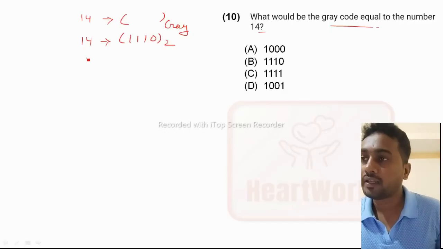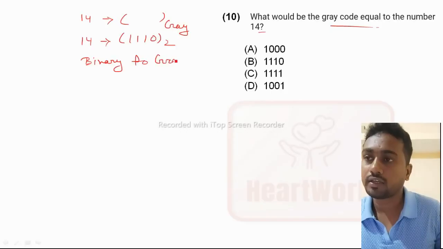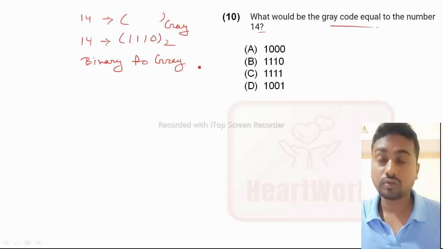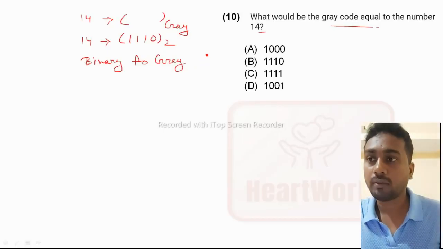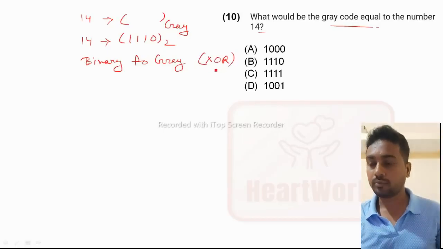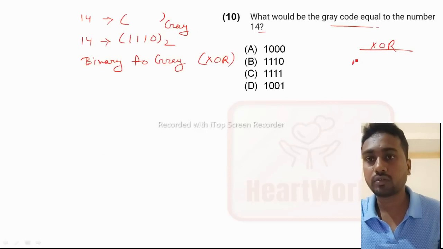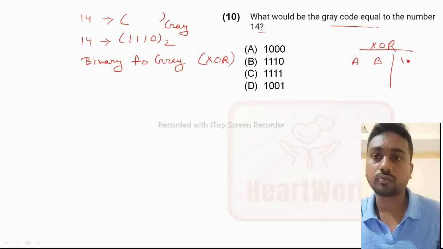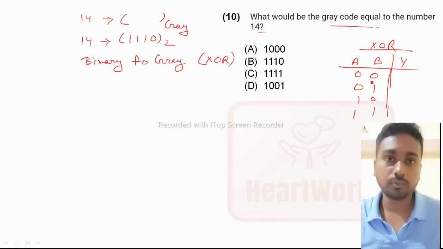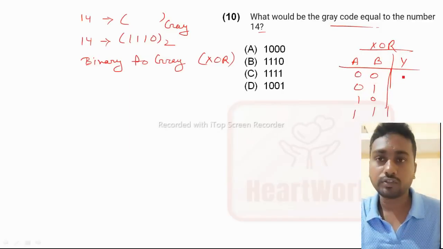Now for binary to gray conversion, or gray to binary, we have to use the XOR operation. So we have to know the XOR truth table. Here A, B are the inputs and this is the output. For 00, 01, 10 and 11, if the inputs are the same, the output will be 0. So 00 gives 0, 11 gives 0, and the others give 1. This is the truth table for the XOR gate.